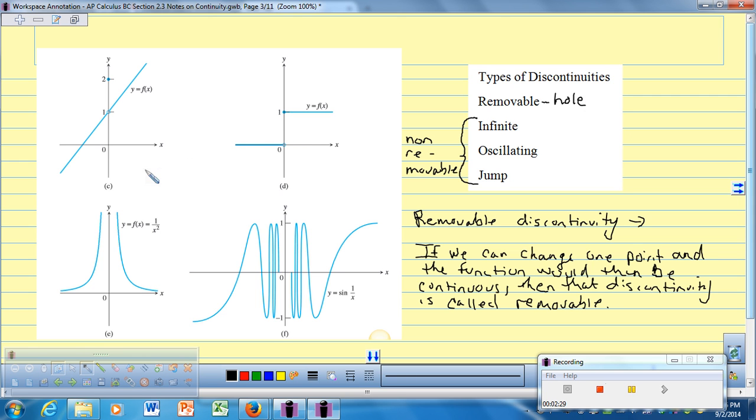So if we look at graph C, we have a line, y equals f of x, with a hole at x equals 0 and a function value of 2. So if we were to just somehow be able to change that function value to be 0, this function would then be continuous. So this is an example of a removable discontinuity.